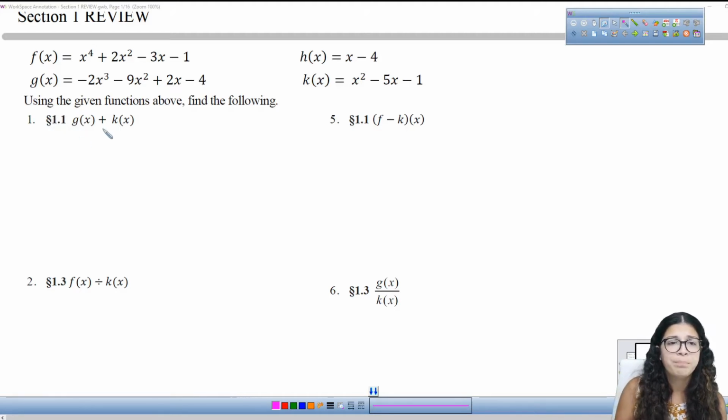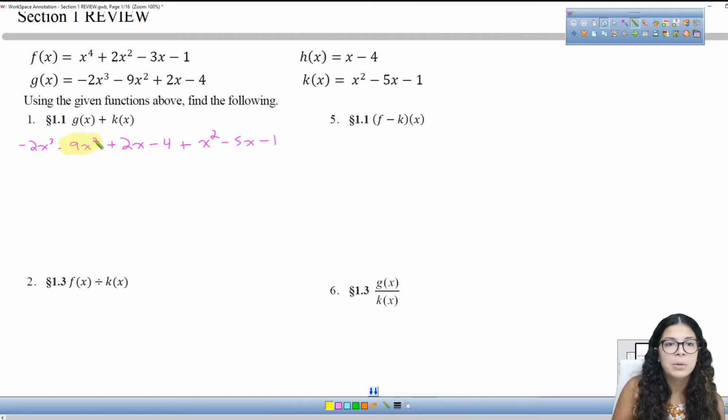Okay. So g of x plus k of x. I'm adding g of x, which is negative 2x cubed minus 9x squared plus 2x minus 4, and k of x, which is x squared minus 5x minus 1. So let's combine like terms. X cubed I can't combine with anything. I will be able to combine negative 9x squared and x squared. I will also be able to combine 2x and negative 5x, and I'll be able to combine negative 4 and negative 1. So let's combine them.